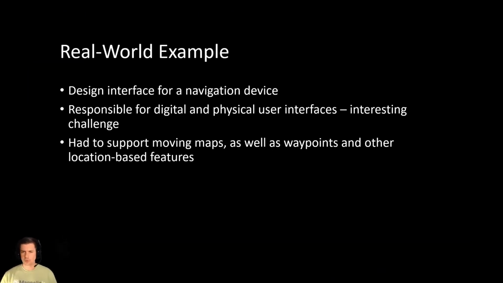So let's walk through a quick real world example. A few years ago, we had to design the interface for a handheld navigation device. We were responsible for both the digital and physical user interfaces. That was kind of an interesting challenge for us, since the physical form factor and the screens were both changing at the same time. The device had to support moving maps, so think something like Google Maps on your phone, as well as waypoints and other location-based features. But these are the two things I'm going to focus on today: the moving maps, the map screen, and the waypoint screen.